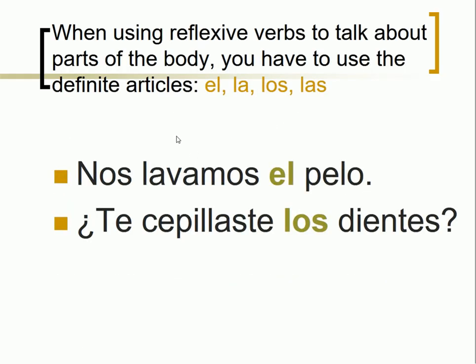When using reflexive verbs to talk about parts of the body, you have to use the definite articles. Don't use my, okay? So you just use el, la, los, and las. Nos lavamos el pelo. Te cepillaste los dientes. Don't say mis dientes, okay? Because when you ask te cepillaste los dientes, you are implying that it's the person's teeth.